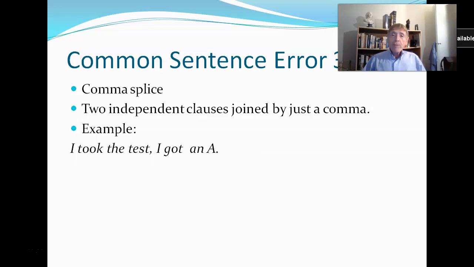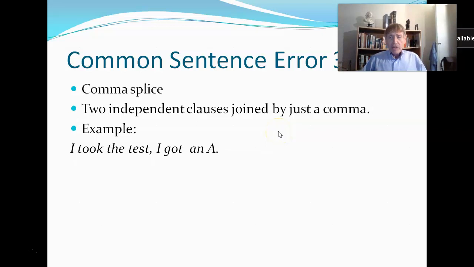Well, grammatically speaking, those are two independent clauses. You have a subject and a verb in the first clause, I and took. You have a subject and a verb in the second clause, I and got, and each can stand by itself. You can put a period in there and you have fixed the comma splice.